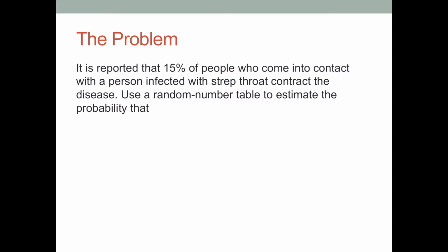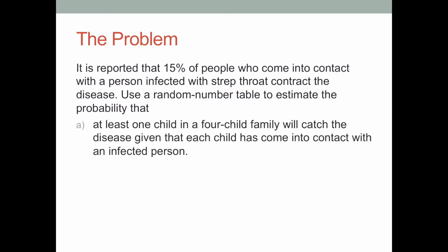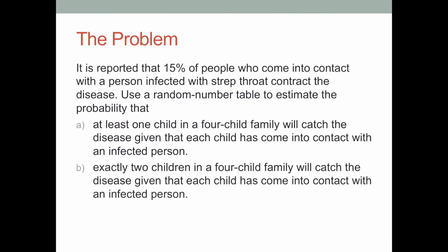Here's our problem. It is reported that 15% of people who come into contact with a person infected with strep throat contract the disease. Use a random number table to estimate the probability that A, at least one child in a 4-child family will catch the disease, given that each child has come into contact with an infected person, and B, exactly 2 children in a 4-child family will catch the disease, given that each child has come into contact with an infected person.